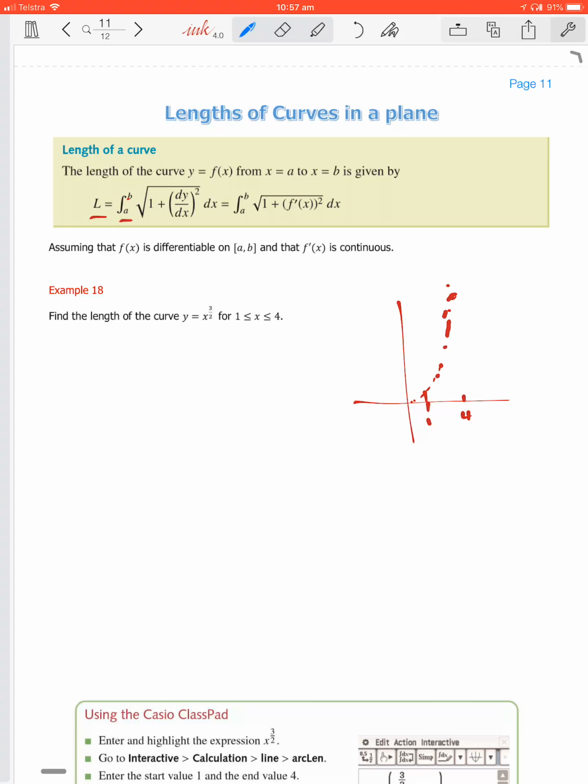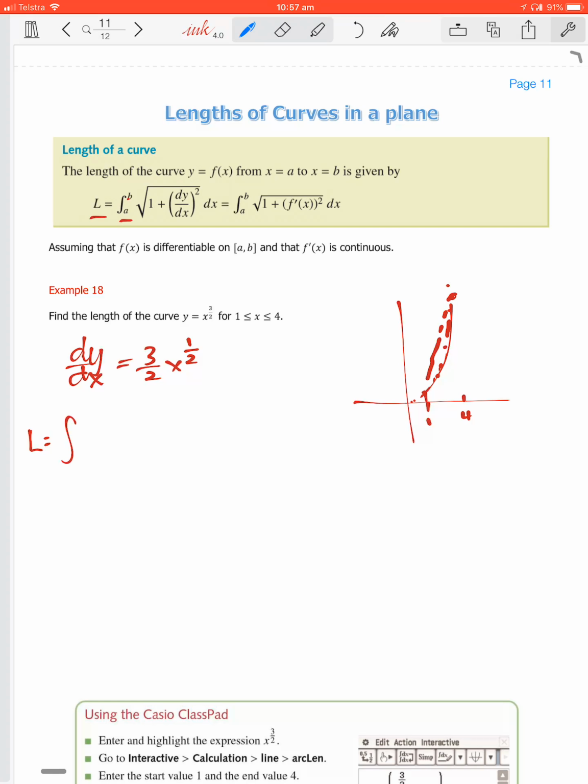Now, if we wanted to, we could find the direct length and just make sure that this length is longer. You'd know that it has to be longer. It can't be the same length because it's got to be greater than the direct length. To find the length, we've got to find dy/dx first. So that's 3 on 2, x to the half.